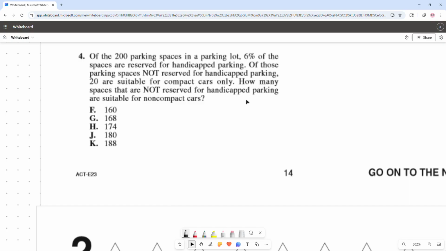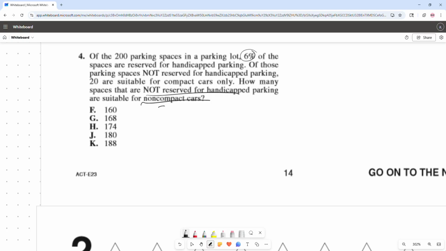4. Of the 200 parking spaces in a parking lot, 6% of those spaces are reserved for handicapped parking. Of those parking spaces not reserved for handicapped parking, 20 are suitable for compact cars only. How many spaces that are not reserved for handicapped parking are suitable for non-compact cars? So this is a percentages problem. So it's asking you for non-handicapped, non-compact, and it says 6% are handicapped. So the percentage that isn't is 100 minus 6, which is 94%.